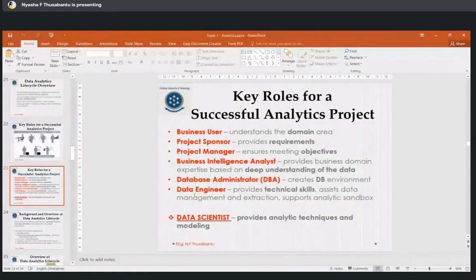The data scientist is the one who provides analytic techniques and modeling. So when I need something as a data scientist, I go to the data engineer and say, please create this sandbox. The sandbox should have A, B, C, D. The data engineer knows what's in the database that has been created by the database administrator: the columns, the attributes, and the schema of the database. So they create the analytics sandbox for me, and then I, as a scientist, model or create whatever model I want to train.